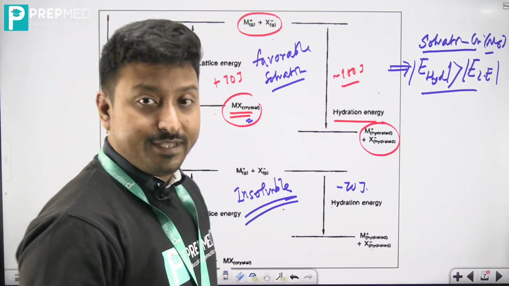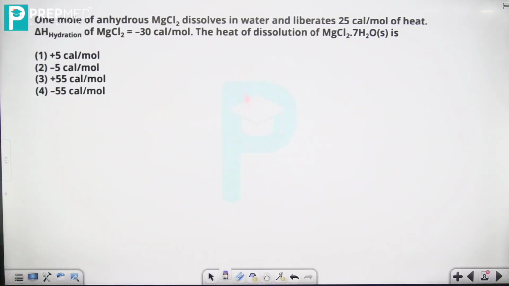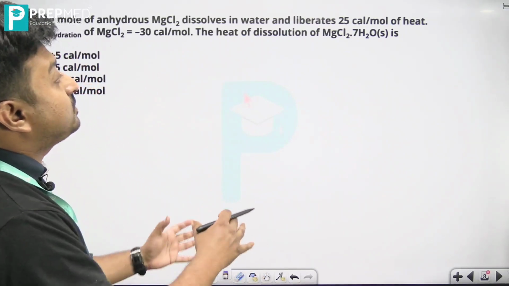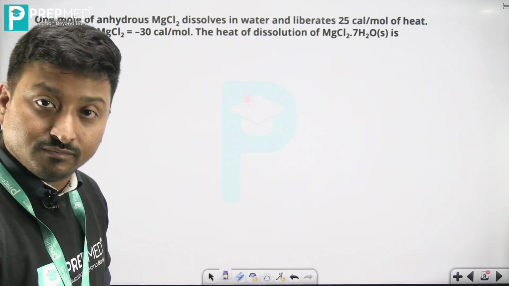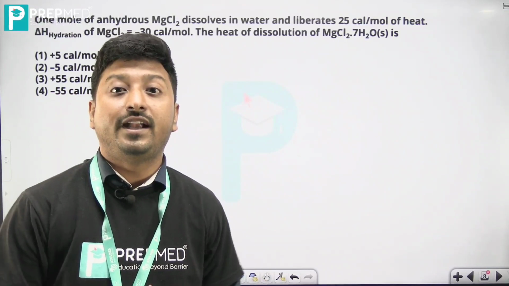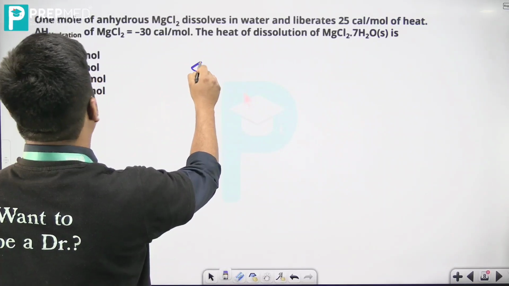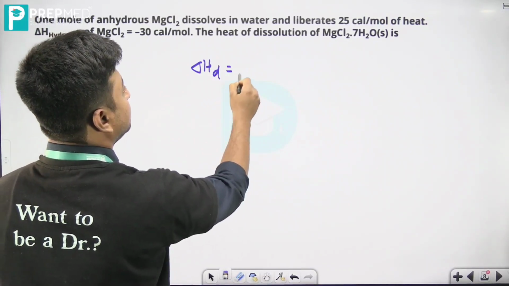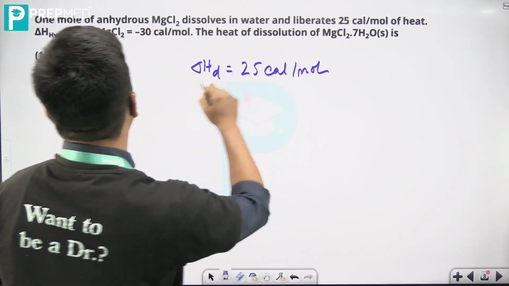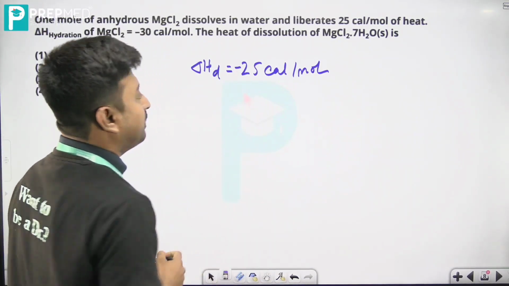Okay, so let's see an MCQ. Let's take the last one. A molecule of anhydrous magnesium chloride, definitely magnesium chloride is water soluble, right? So it liberates 25 calorie per mole of heat. Okay, meaning when it dissolves, the total energy it gives is 25 calorie per mole of heat. So this delta H of dissolving is 25 calorie per mole. Now what about hydration energy? It liberates, so this will be -25, correct.